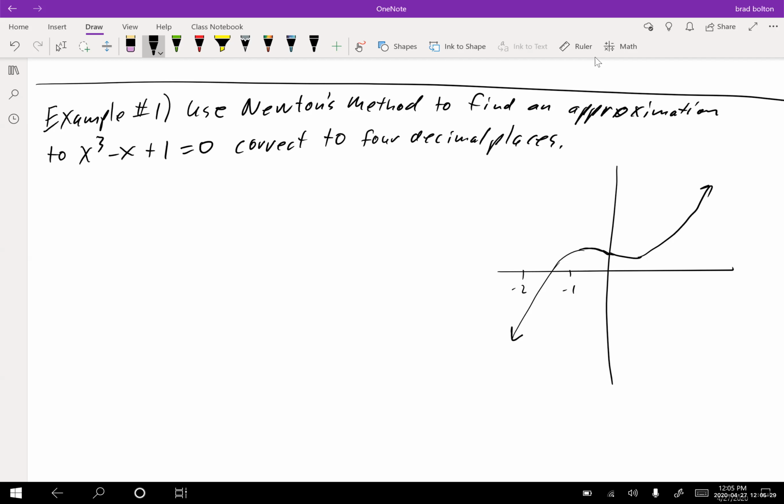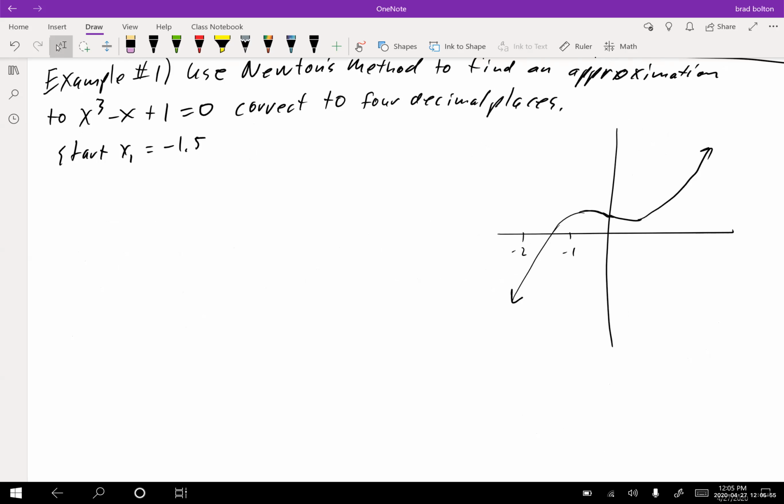We're not exactly sure what it is. It's probably some decimal, but what we're going to have to do is start off with our best guess, or something close. So I'm going to say start with x sub 1 equal to -1.5. That looks like a good starting point. So if we're going to use Newton's method, which is up here, we need the prime. So we're first going to find f prime of x, and that equals 3x squared minus 1. All I'm doing is taking the derivative of this function. So f prime of x equals 3x squared minus 1.